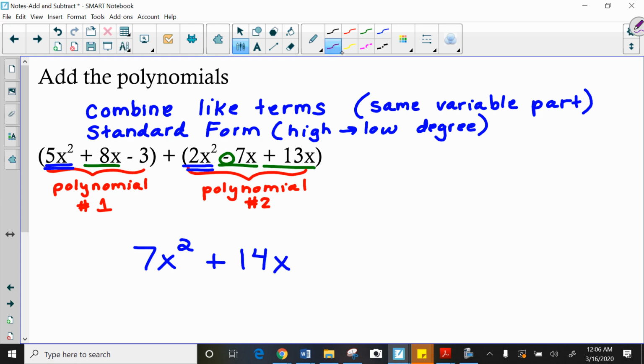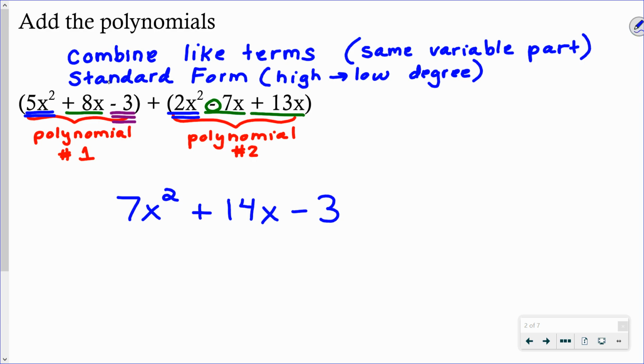Lastly, I want to look at the numbers or the constants. And I notice that negative 3 is the only constant. So I put that at the end. There's nothing else to combine it with. So the final answer for this problem is 7x squared plus 14x minus 3.